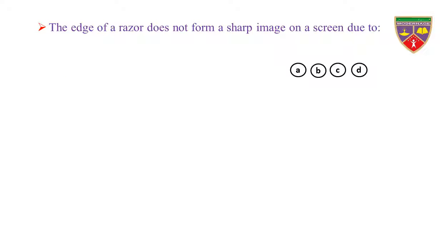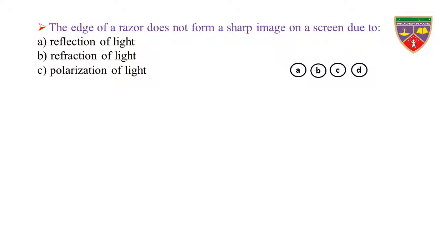The edge of a razor does not form a sharp image on a screen due to option A, reflection of light, option B, refraction of light, option C, polarization of light, option D, diffraction of light. The key is diffraction of light. Therefore, the correct option is D.